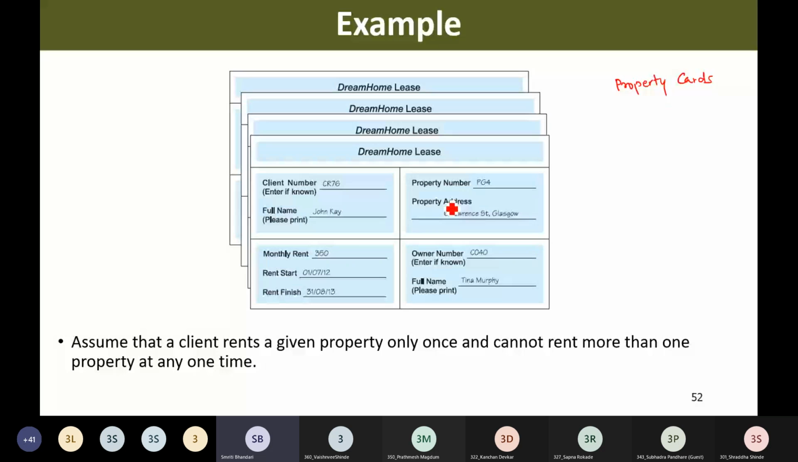Let us assume that a client rents a given property only once and cannot rent more than one property at any one time. So this is the assumption that we have. What is the assumption? A client rents a given property only once and cannot rent more than one property at any one time.